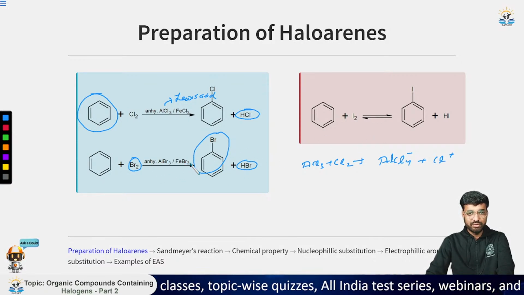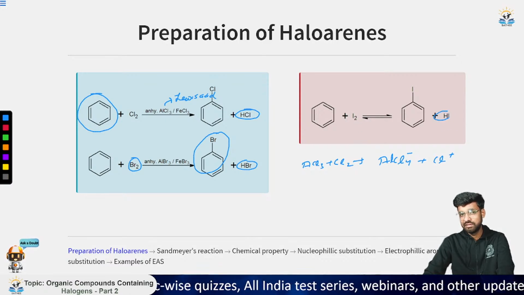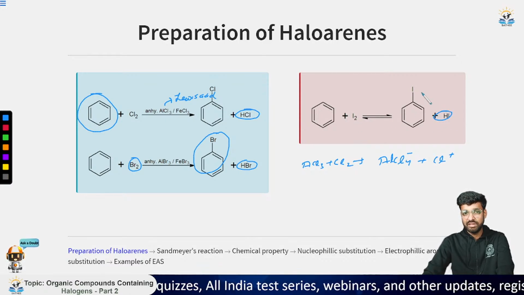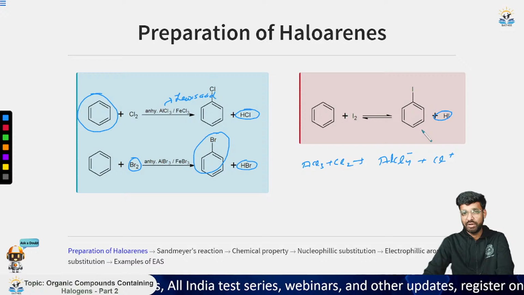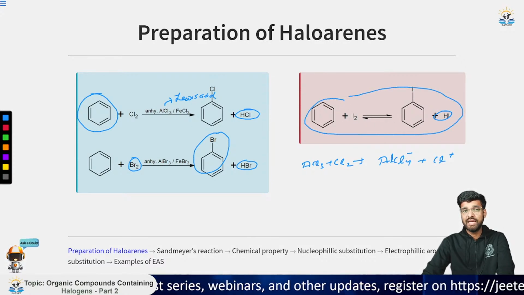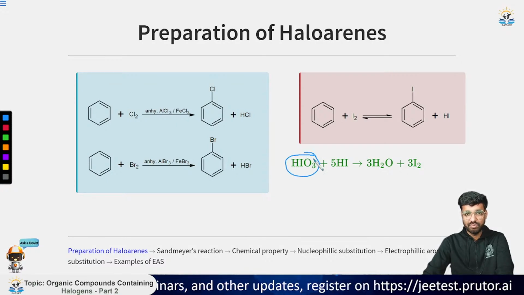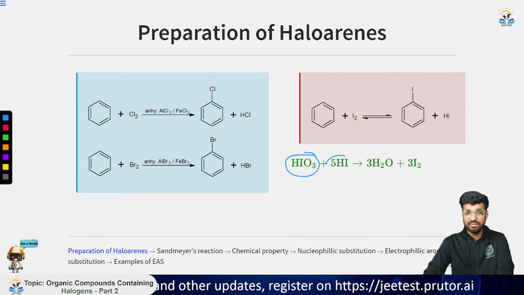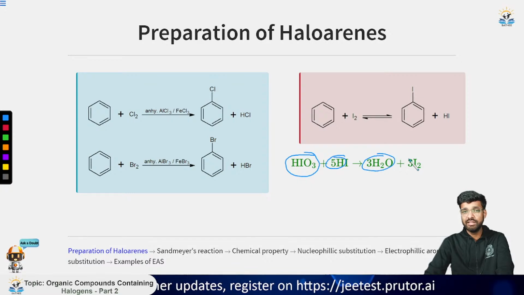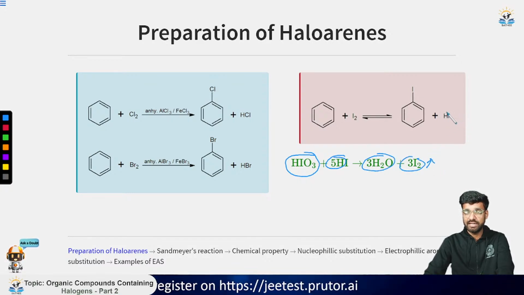Now the thing to be noticed here is that for iodine the case is different. Why? Because HI is a reducing agent, and it reacts back with the product and reverses the reaction, so this reaction is reversible. For that reason, we use HIO3. It reacts with HI and gives 3H2O and 3I2. Further, HI does not react in the backward direction, so we get the product in major amount.